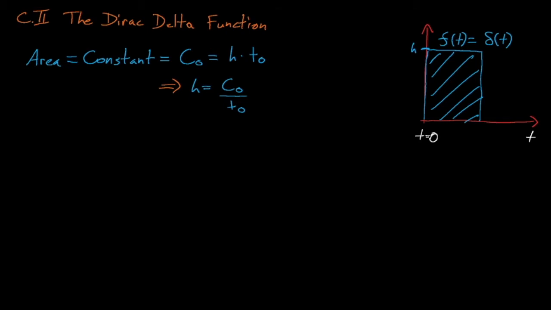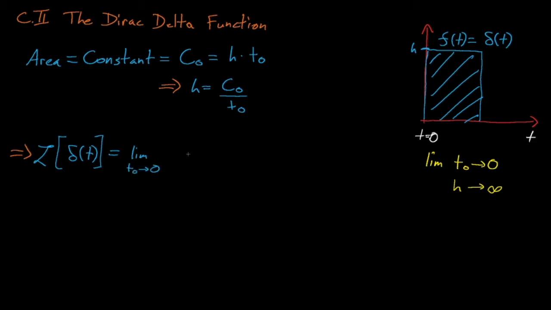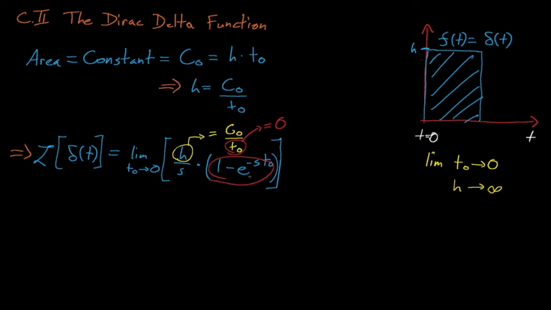For a delta function, we take our impulse function with a constant area and take the limit of it as t naught approaches 0 and h approaches infinity. Recalling our Laplace transform for an impulse function, we see that we must take the limit as t naught approaches 0 of c naught over t naught, which is equal to h, divided by s, and times some 1 minus e to the negative s t naught, which is also equal to 0.